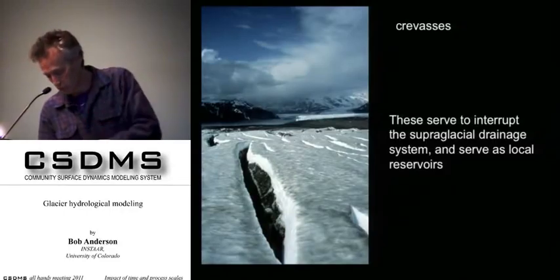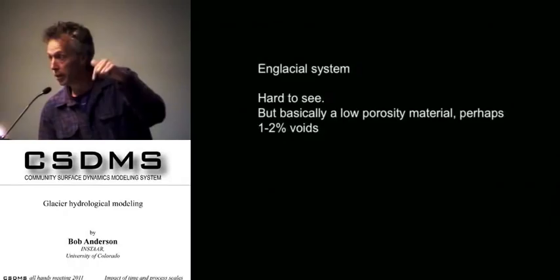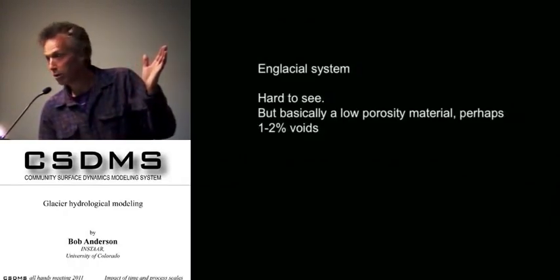One of those places where the surface system gets interrupted is in crevasses, which ultimately lead to moulins. The englacial system is all I'm going to say about it. It's hard to see.